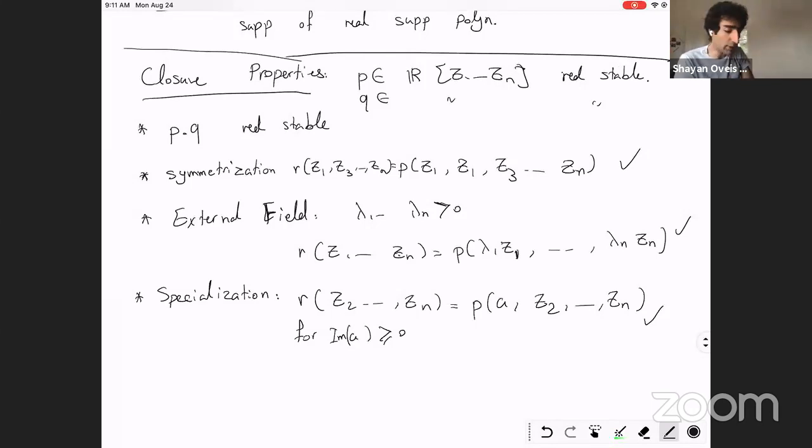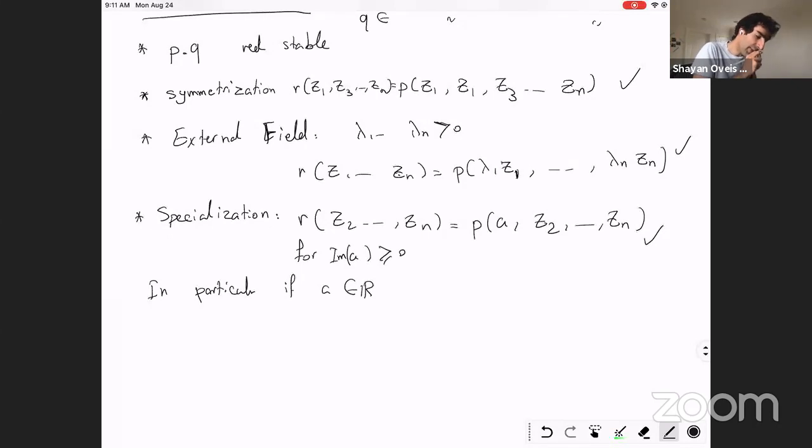Now there's a special case of this, which is very important, which is the case when you assign a real value to A. Even if you assign a real number to Z1, if A is a real number, there is still no root in the upper half complex plane. The way to get that is a limiting argument. In particular, if A is in R, you get a real stable polynomial. The reason is this: look at the sequence of polynomials P_k, which are P of A plus i over 2 to the k, Z2 up to Zn, where i is the complex number with imaginary value 1.